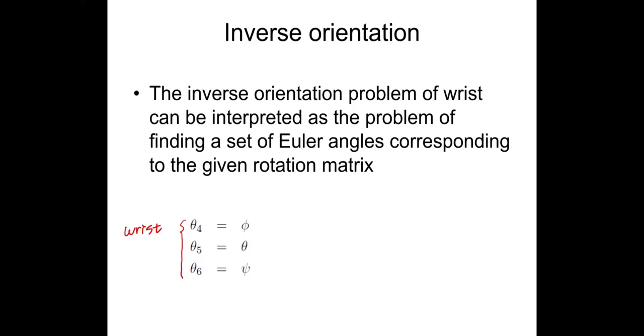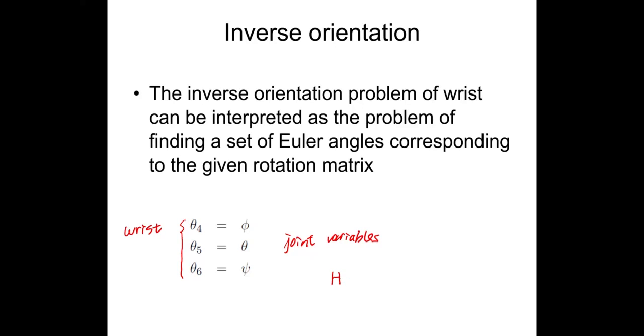Okay, so we're using the Euler angles. And then the question is how we're going to find these 3 joint variables. Again, they are joint variables. Again, for inverse kinematics, we are looking for the joint variables for the target desired position and orientation of the end effector.